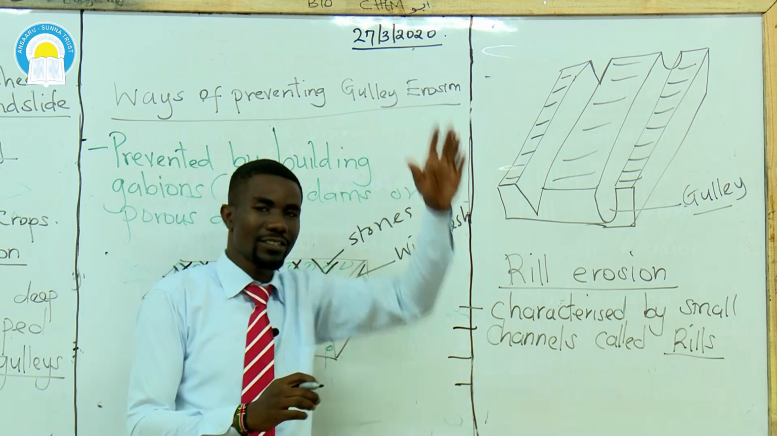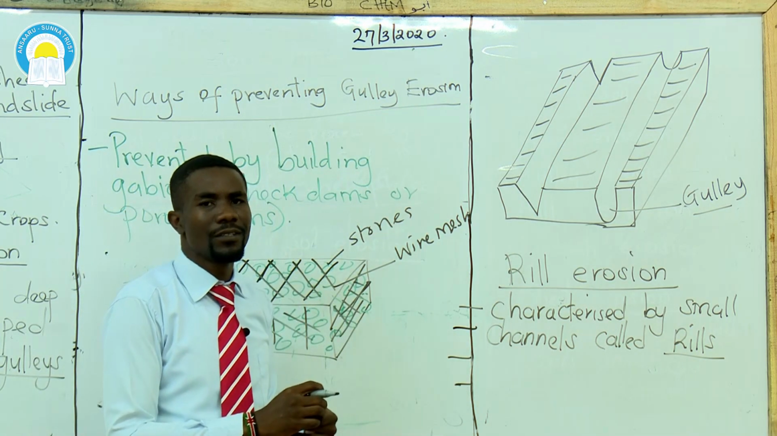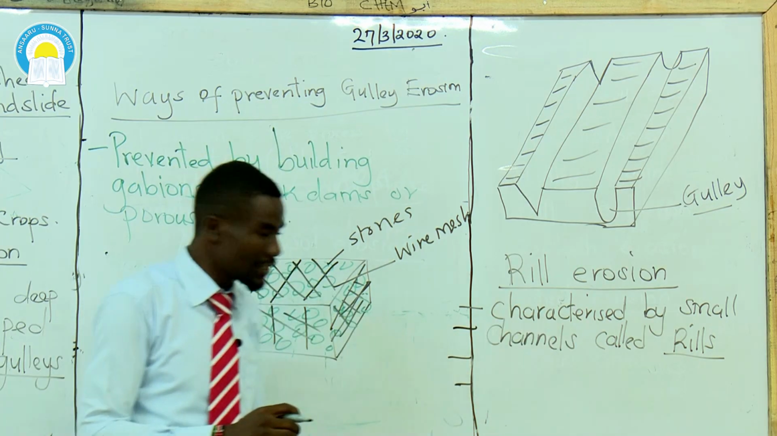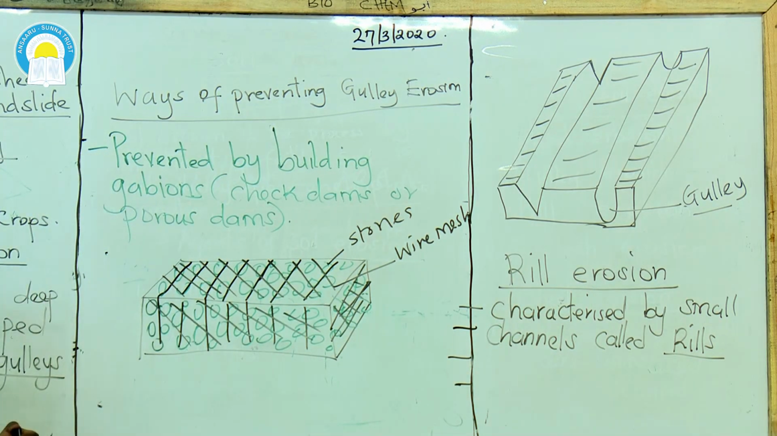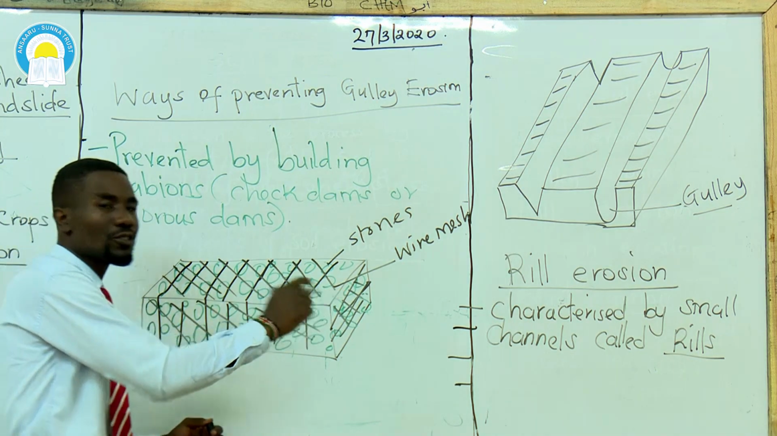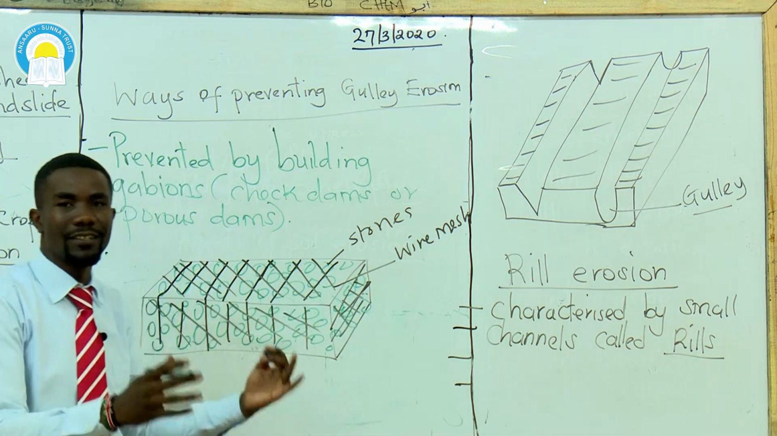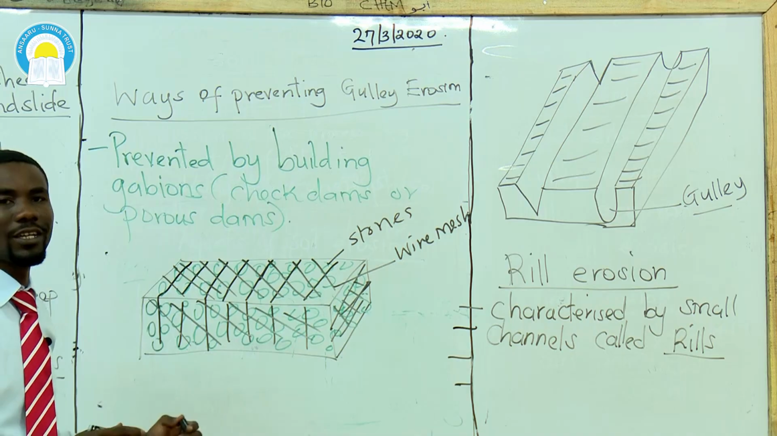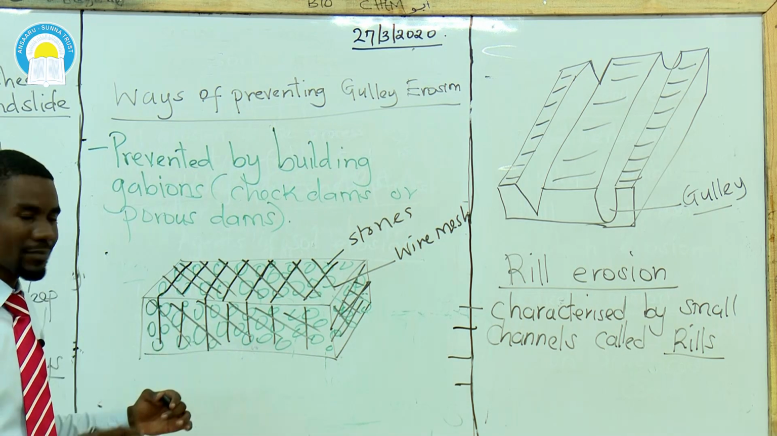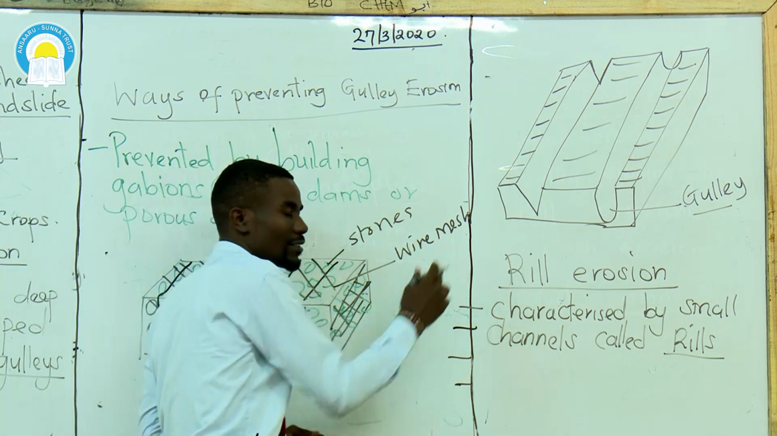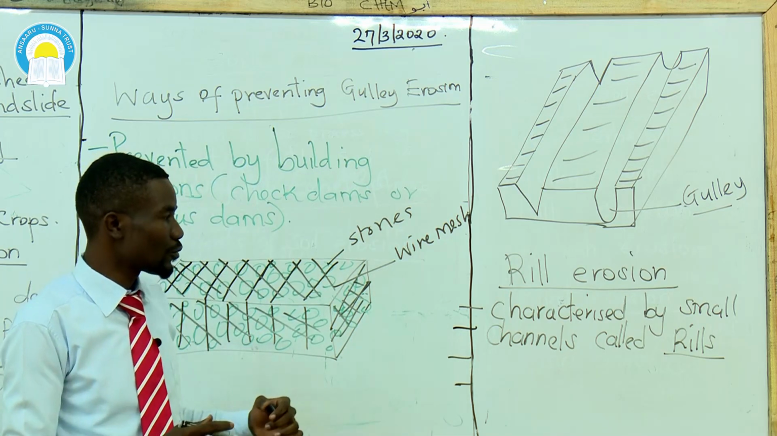It occurs on a steep slope. So whenever you see the small channels that we call rills, that indicates that this type of soil erosion has occurred in that soil. So whenever you see them, you must know that that is rill erosion.